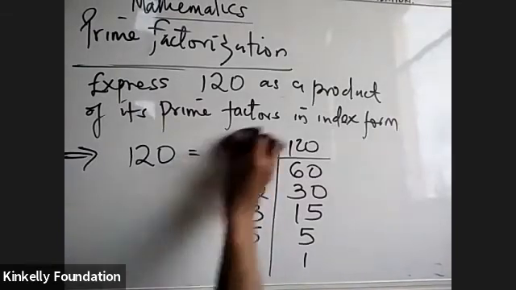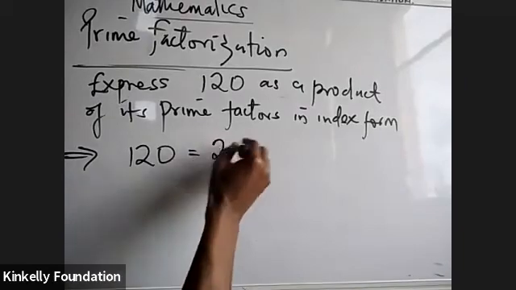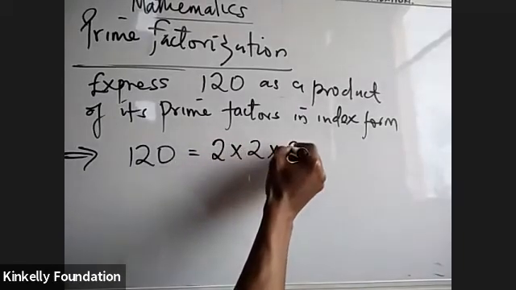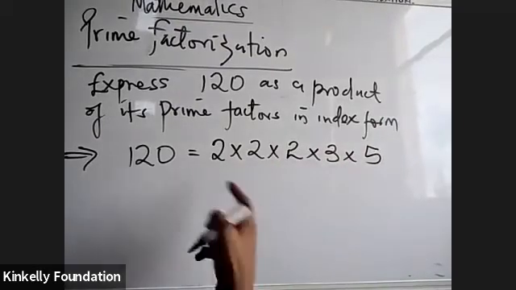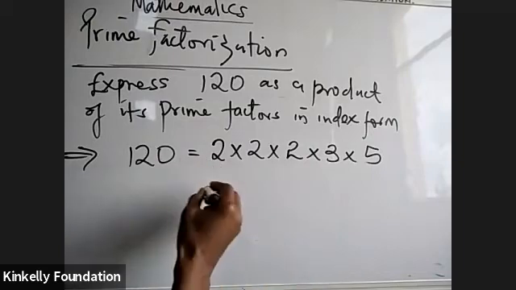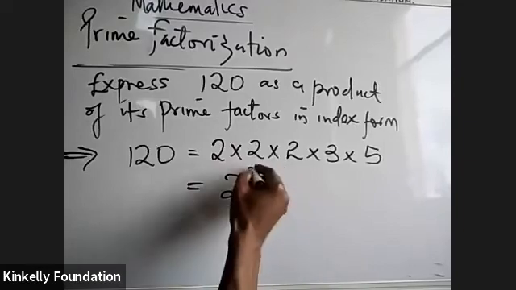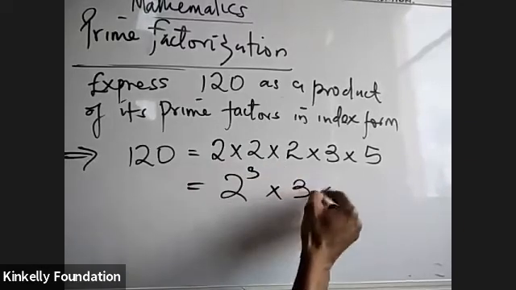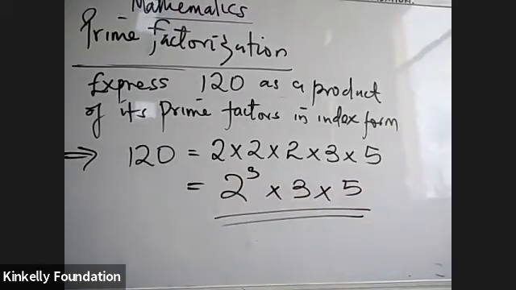Now let's take it out. 2 times 2 times 2 times 3 times 5. This is the prime factorization of this. And in index form, it will be 2 raised to the power 3 times 3 times 5. This is the expression of 120 as a product of its prime factors in index form.